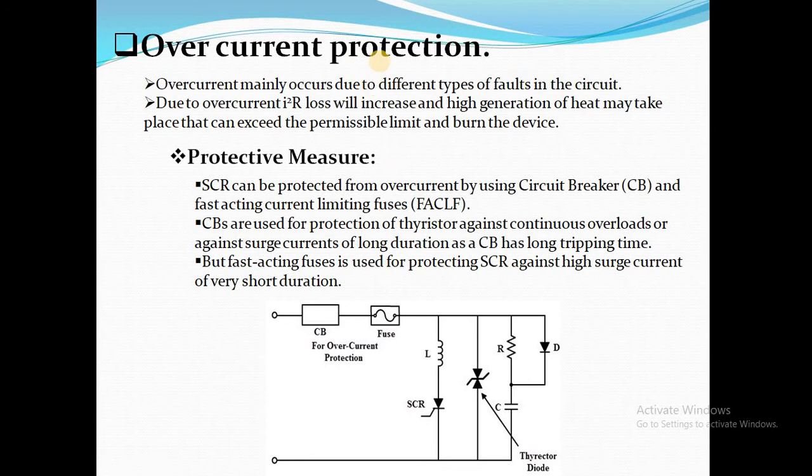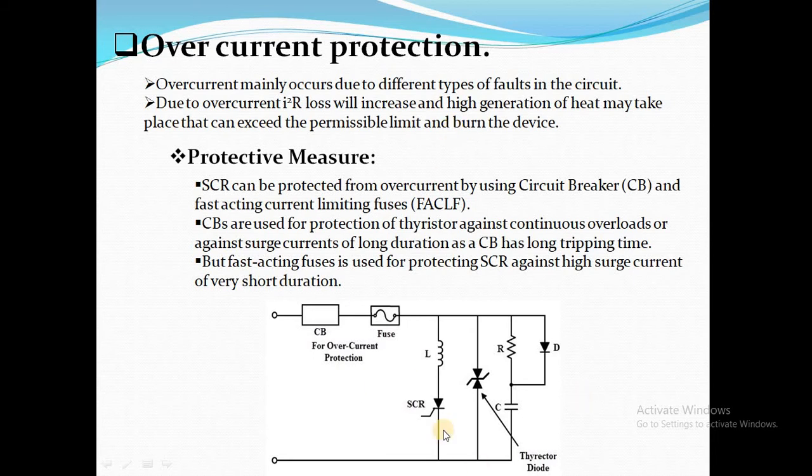Basically, overcurrent occurs due to overload. If the load connected across the SCR increases beyond the limit, then the current through the SCR also increases. That condition is called an overcurrent condition. Due to overcurrent, I squared R loss will also increase and high generation of heat may take place. As current increases, the excess current turns into heat, and if that heat exceeds the operating limit, then the device may burn here.